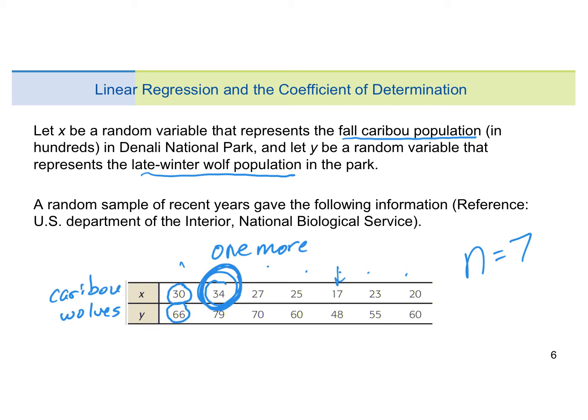I don't want to use an actual data piece because I don't want you to say, well, Mr. Sexton, when there were 34 caribou, when there was 3,400 caribou, there were 79 wolves. Why would I plug in 34 again? Well, we're trying to find an estimate. So please always go one.